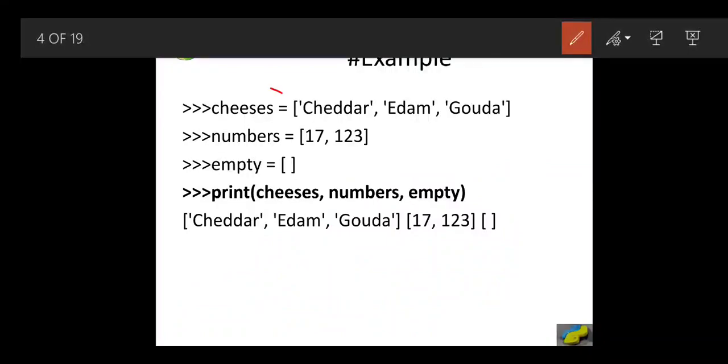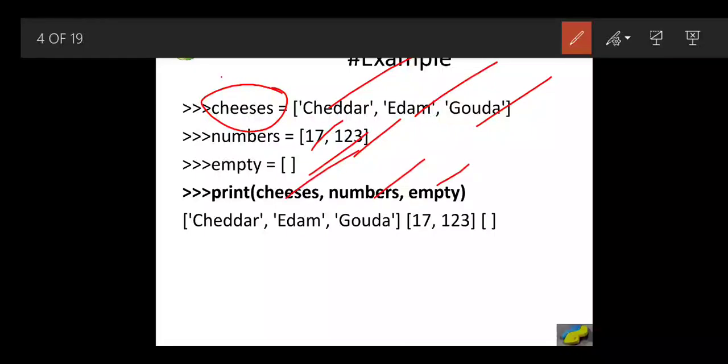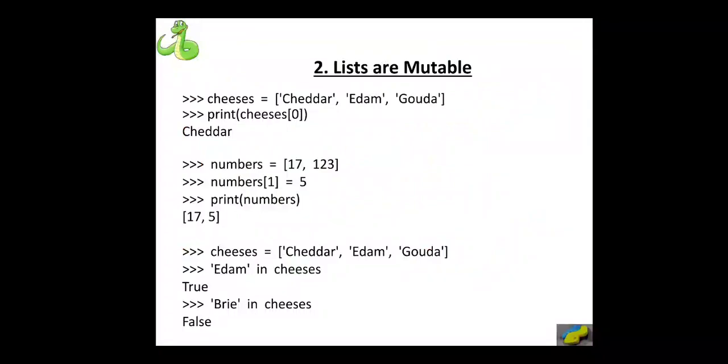One more example. Consider a variable called cheeses, which has cheddar, Edam, and Gouda, then numbers 17 and 123, and empty, which doesn't have any elements. If I give print of cheeses, numbers, empty, it will print all 3 in this format. Whatever the variable name you have given, those items will be printed.